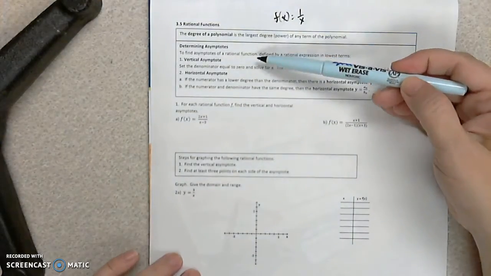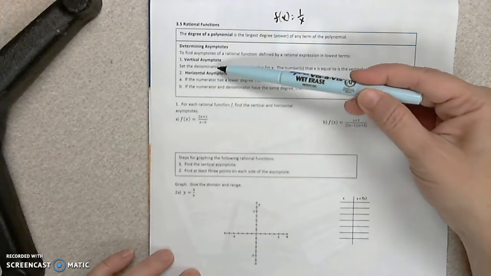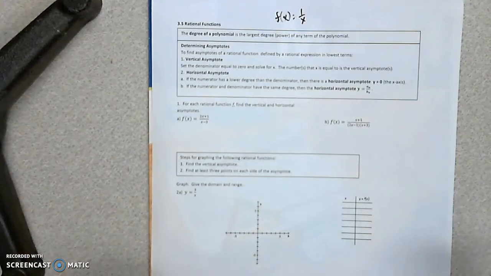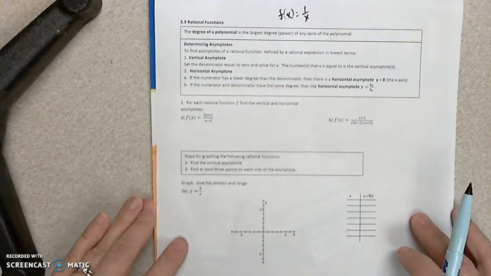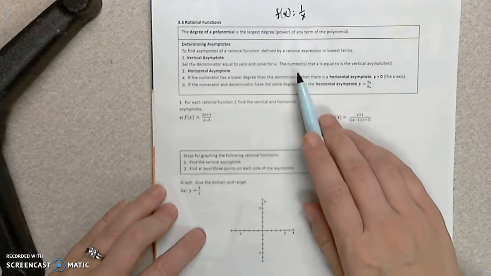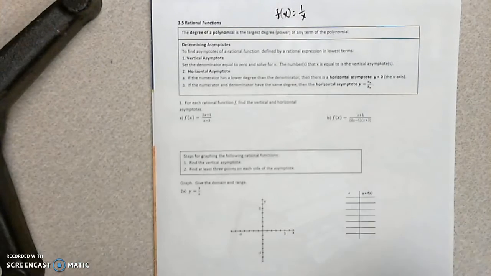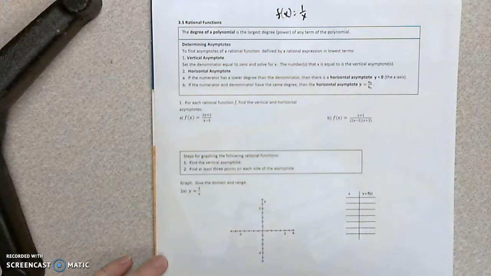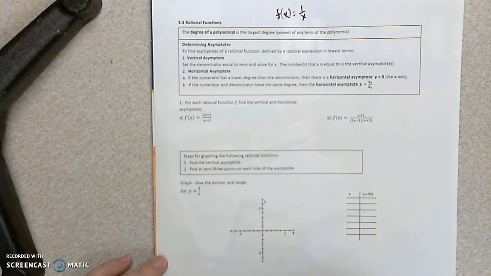To determine the vertical asymptote, you're going to take the denominator, set it equal to 0, and solve for x. The number that x is equal to is the vertical asymptote. So let's say we solved and we got x is 5. We would go to where 5 is on the x-axis, and we would draw a vertical line, and that would be our asymptote.